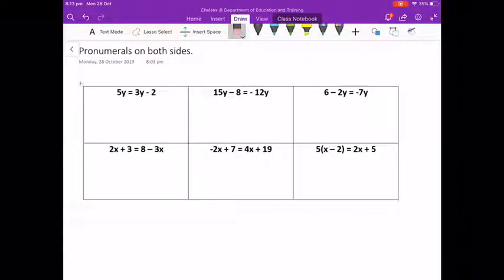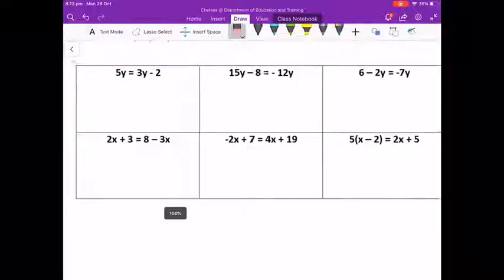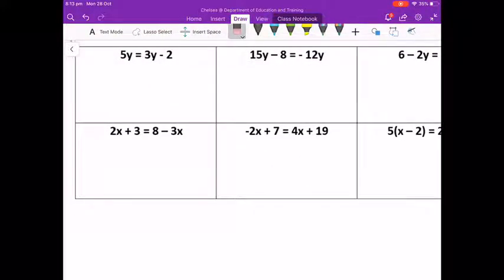Today we're looking at balancing equations when you have pronumerals on both sides. Previously we've only dealt with a letter on one side of the equation, and now you can see there are variables on both sides. To balance equations when there are letters on both sides, you want to get the letters on one side and the numbers on the other, and then we simplify. Like previously, we call it isolating the variables.